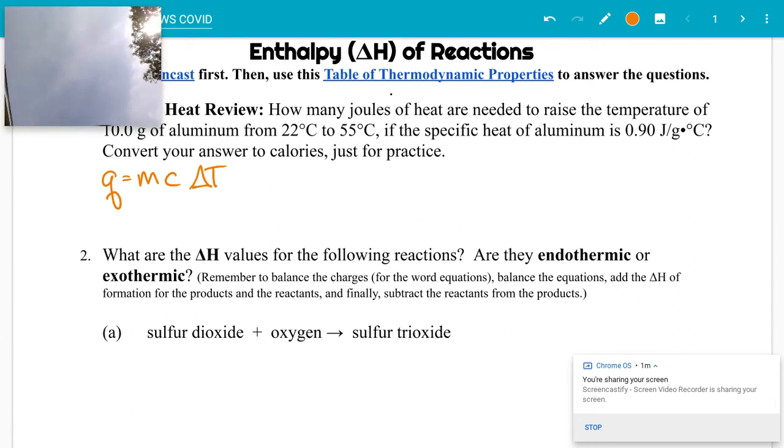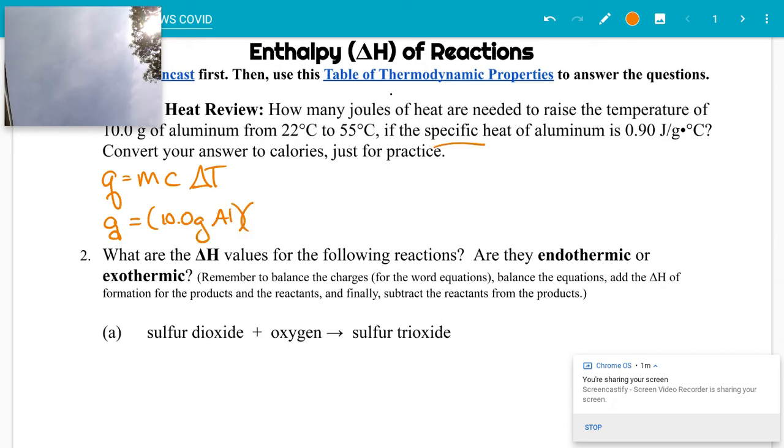So question number 1 is just a review of specific heat that we did yesterday. The equation I had already written down, Q equals mc delta T, and in this case, Q, remember, is heat. We're going to use delta H to mean enthalpy. So Q is heat, and we're going to measure that heat in joules for this particular problem. So for this problem, Q is what we're looking for, M is the mass, and in this case, that was 10.0 grams of aluminum.